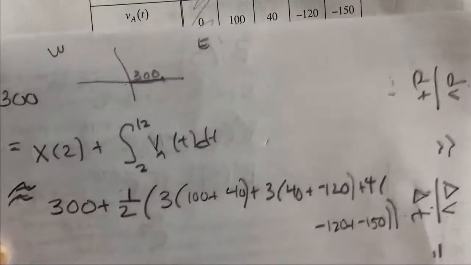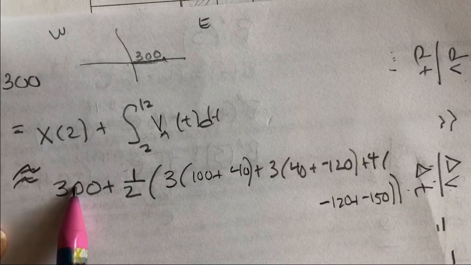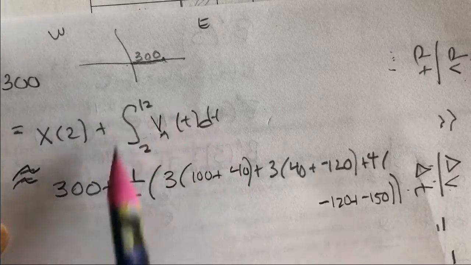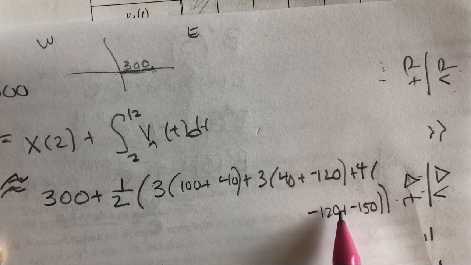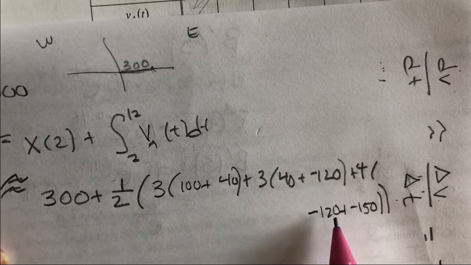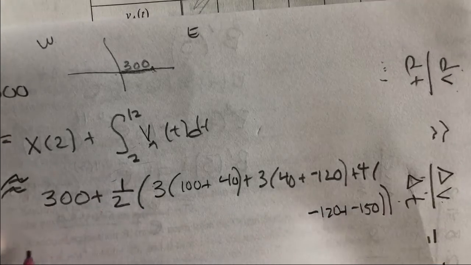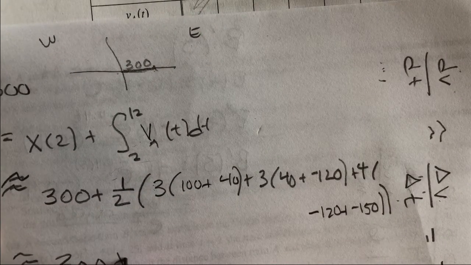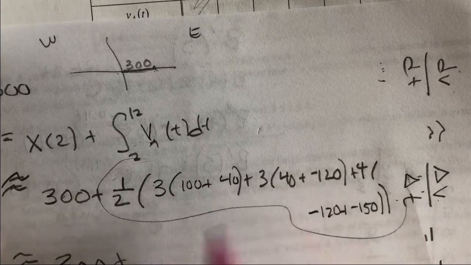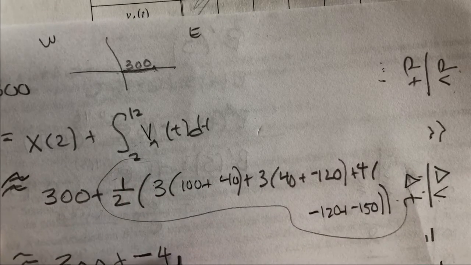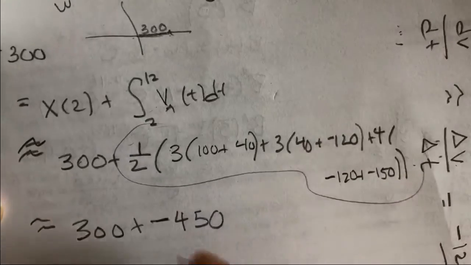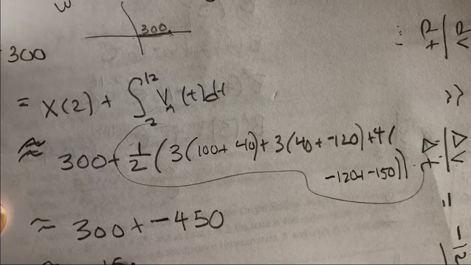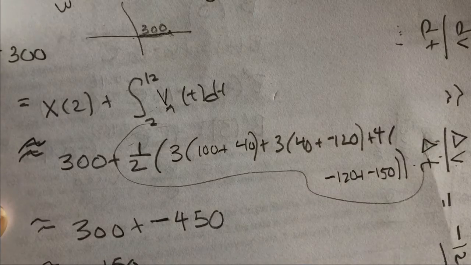Now, let's see what we got here. So we have the 300, that was its position at time 12, plus the change in position, which we're approximating with trapezoids. So it's going to be 300 plus, this whole thing comes out to be negative 450. So it's approximately negative 150, the position at time A.